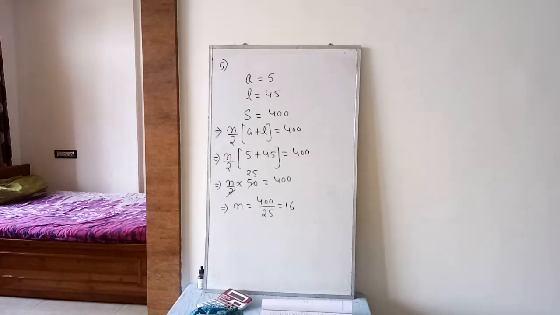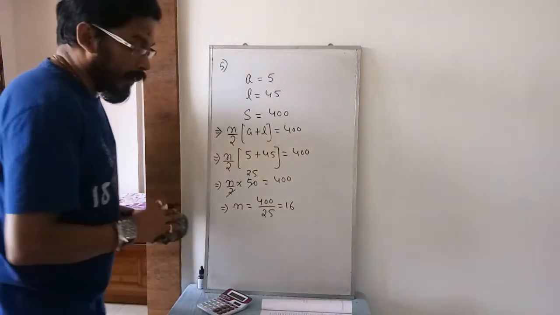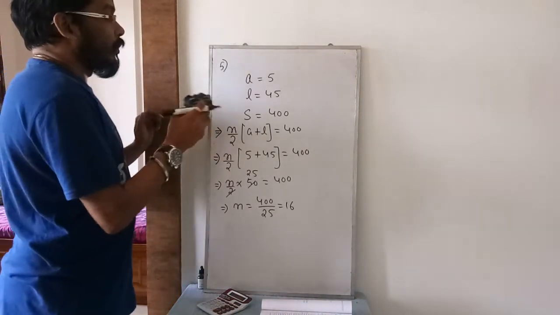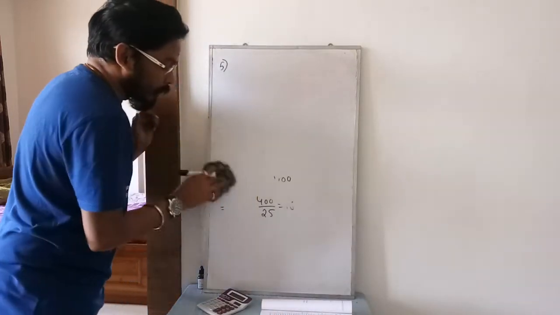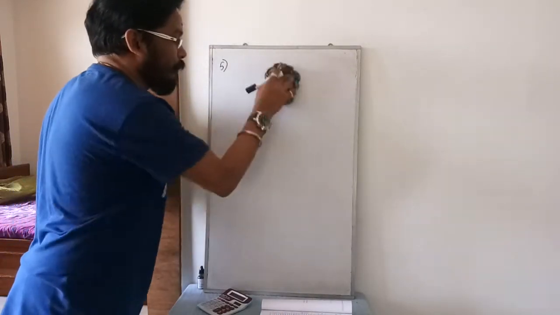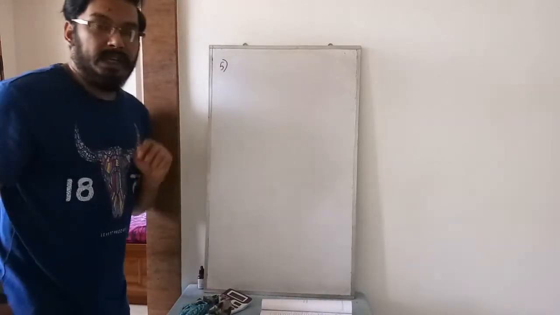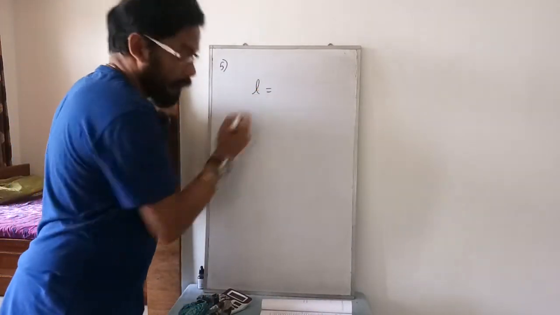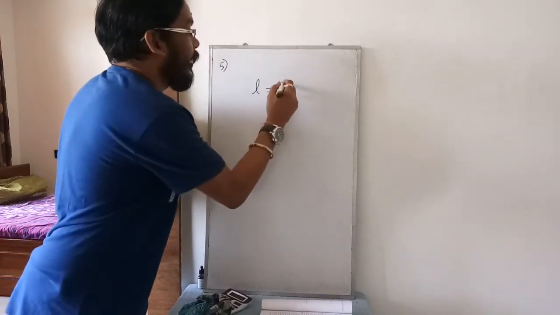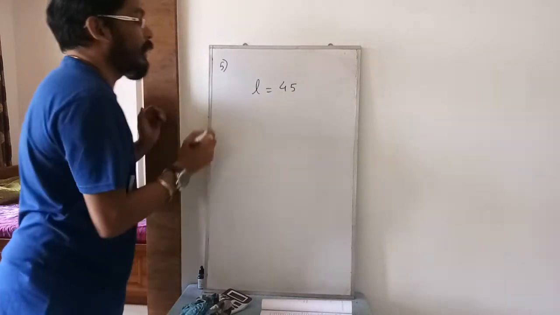This is the value of n. Now you have to find the value of common difference. You can find out the common difference by using the sum formula also, or by using the general term formula also. Here you know the last term. Last term is the nth term. The last term was given here as 45. I can go with the general term formula.